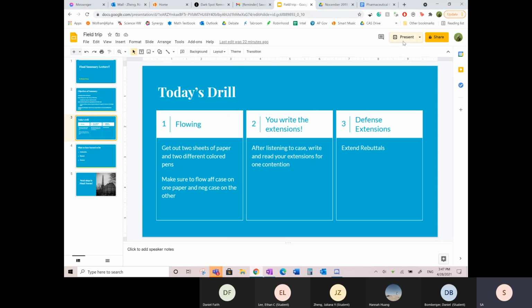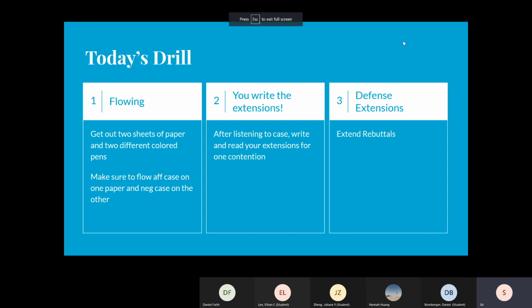All right. So now, after listening to both cases, what I want y'all to do is write extensions for one of the AV cases contention. So you can either try and extend mergers and acquisitions, which was contention 1 on the AV case, or you can try to extend accessibility, which was contention 2 on the AV case. So, yeah, just extend the link. Make sure to extend the link, the warrant, and then the impact at the very least, right?